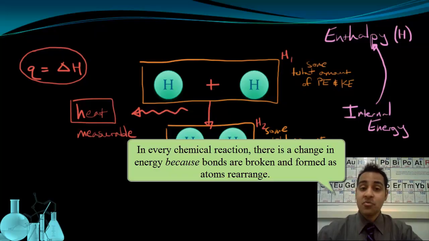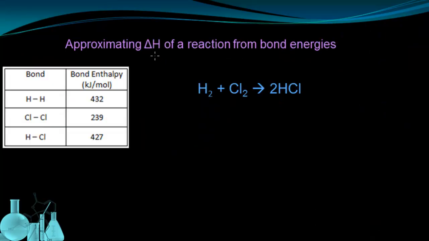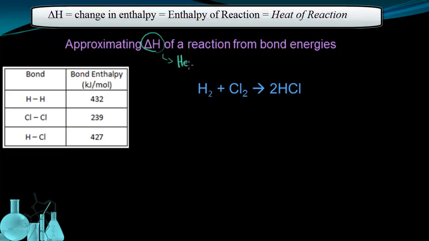And we can actually approximate that total energy change, whether energy goes in or energy comes out of the reaction. We can approximate that total energy change of a reaction by looking at the bonds that are broken and formed. Here we have some information that's going to help us approximate the change in enthalpy of a reaction based on the bond energies involved. Now, this change in enthalpy has a more common name. It's sometimes called the enthalpy of reaction or heat of reaction.